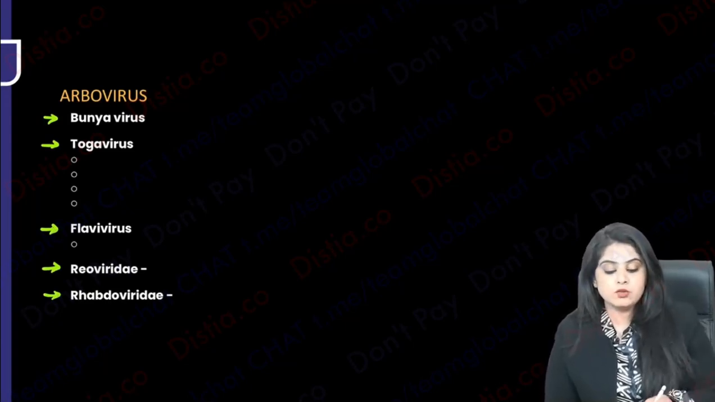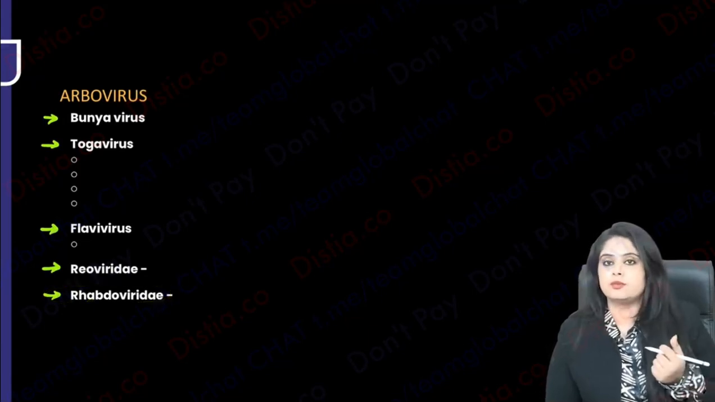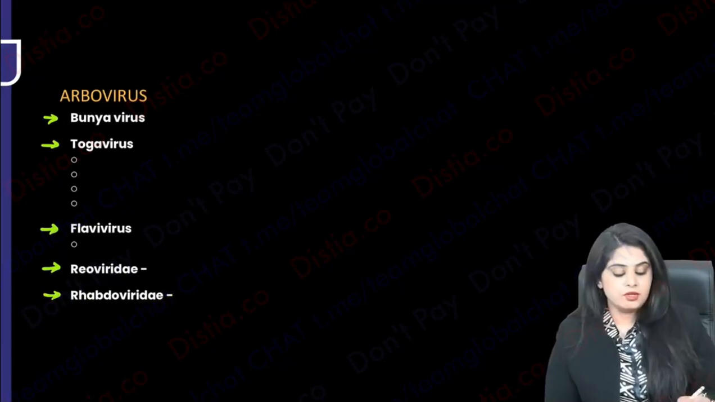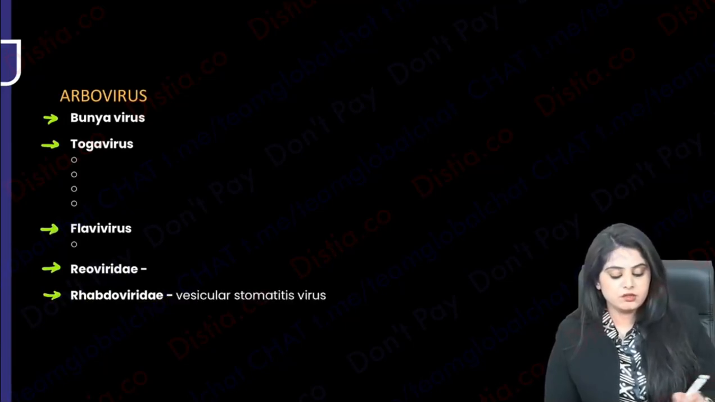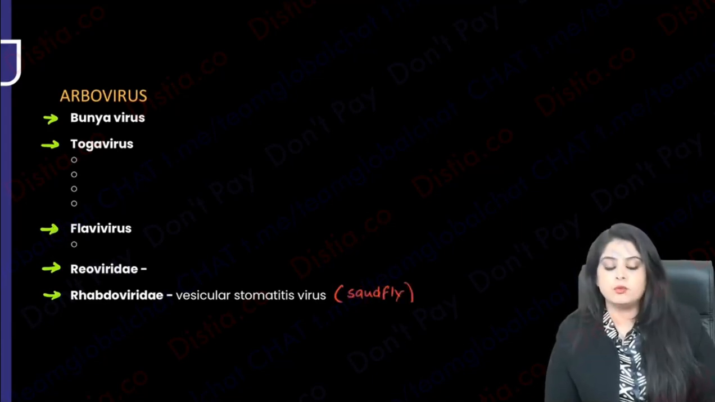I have only taught you. What I taught under rhabdovirus was rabies, so rabies is not arthropod borne. But there was another member in that family known as the vesicular stomatitis virus, and I hope you remember this was associated with the sandfly. So yes, that is arthropod borne.